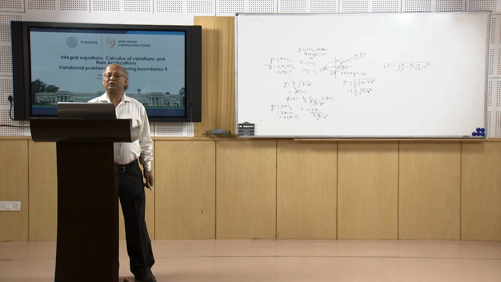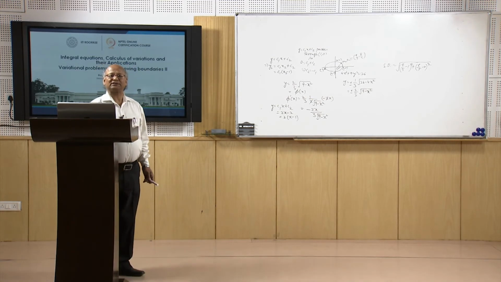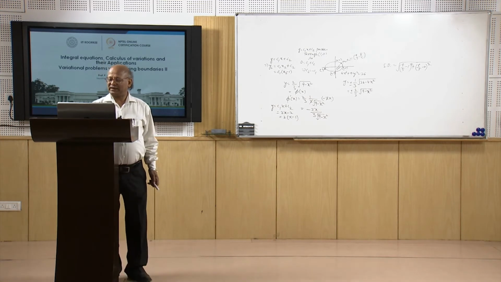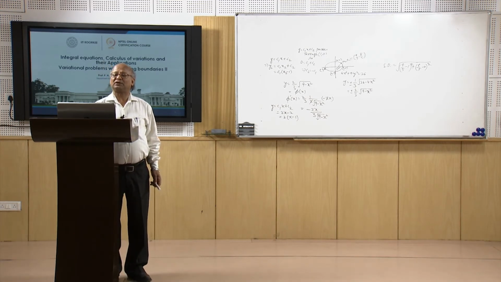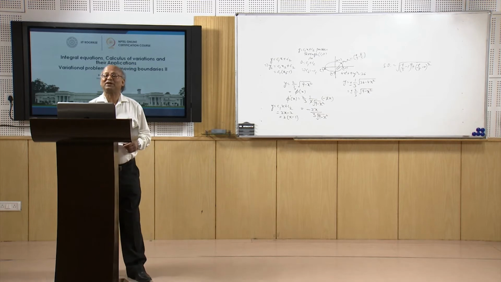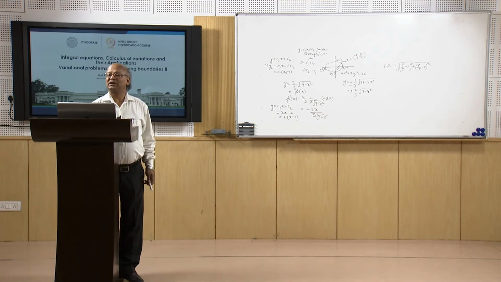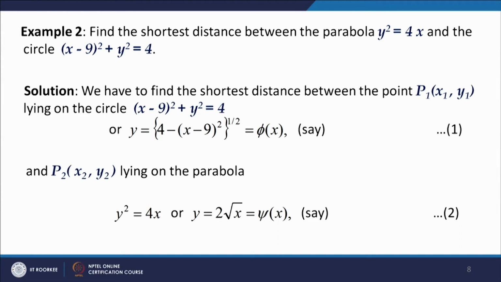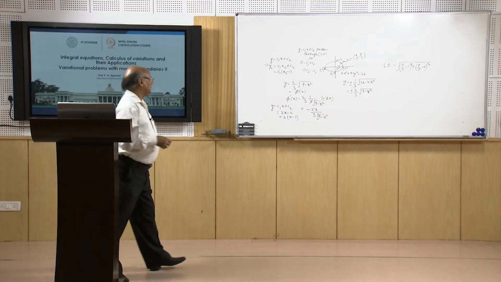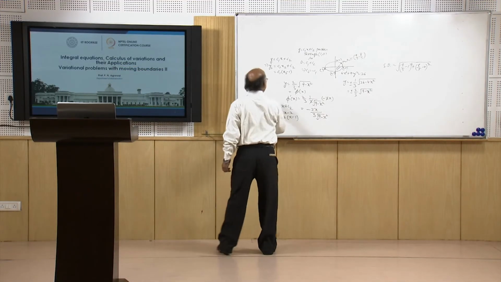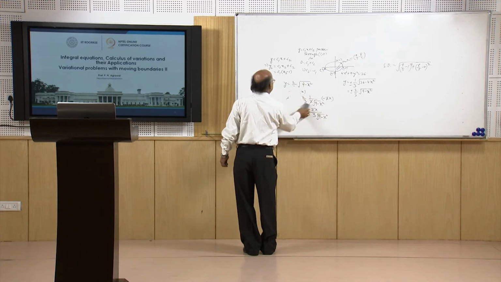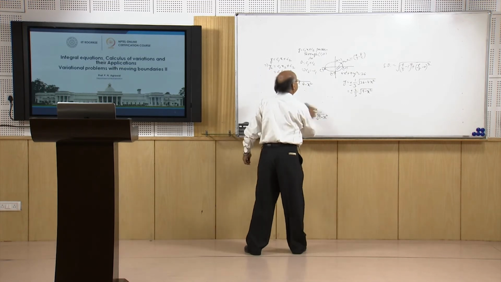So this is example 1 where we have calculated the shortest distance between a fixed point and the other point x2, y2 which varies along the curve, which is an ellipse. Now let us take another problem where we are going to find out the shortest distance between the parabola y square equal to 4x and the circle (x minus 9) whole square plus y square equal to 4. So here both the points x1, y1 and x2, y2 will be moving such that the distance between the 2 curves is the shortest distance.